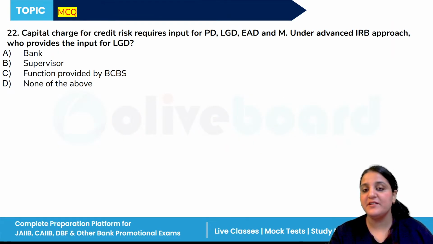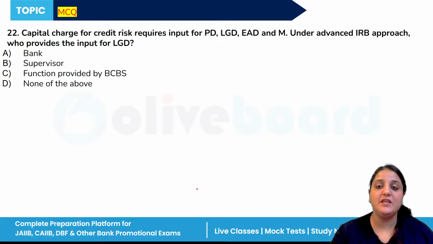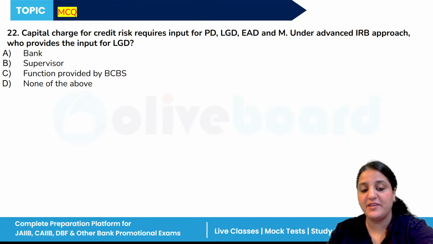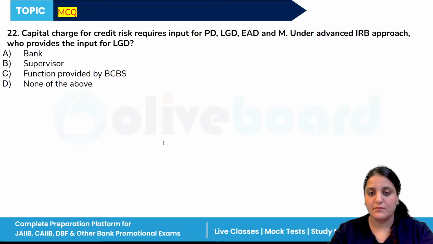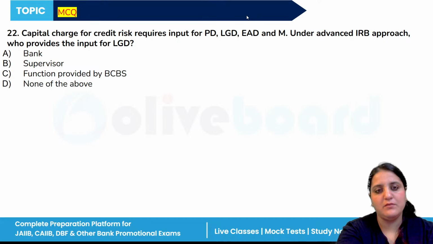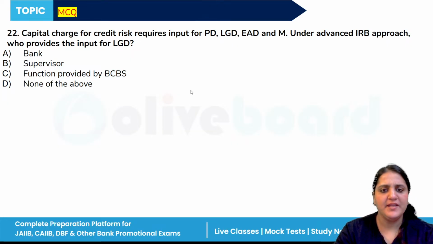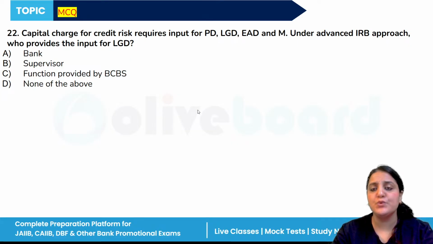Capital charge for credit risk requires input for PD, LGD, EAD and M. Under the advanced IRB approach, who provides the input for LGD, loss given default? So if I give you the overview of PD, LGD and EAD. PD is probability of default, right? Loss given default and exposure at default. These are the very core components used in banking and finance to quantify the credit risk and calculate the expected loss.